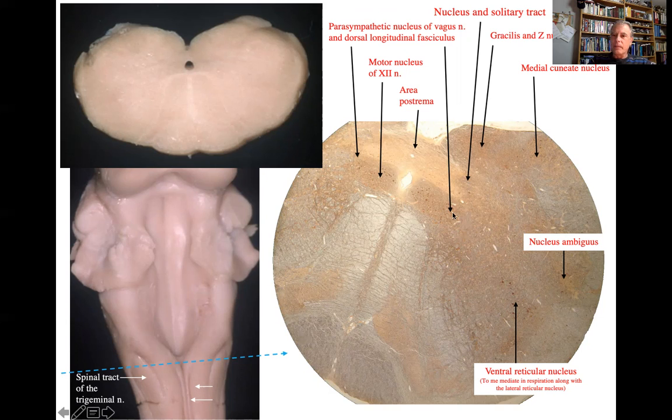Okay. So important, you see the motor nucleus of the hypoglossal nerve right here, right? Important other structures, the nucleus ambiguus, right? And the ventral reticular nucleus. These cells belong to the ventral reticular nucleus. And again, look at this position. Lateral to the motor nucleus of the hypoglossal is the parasympathetic nucleus of the vagus nerve.